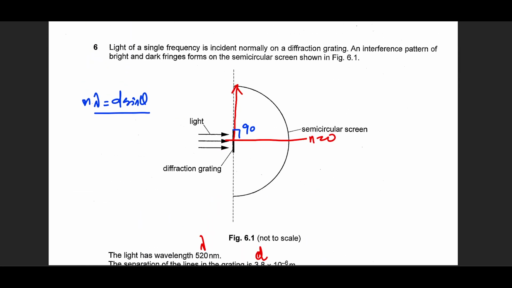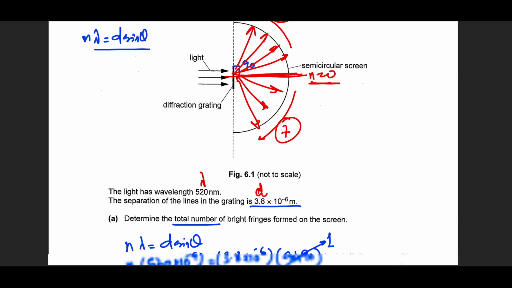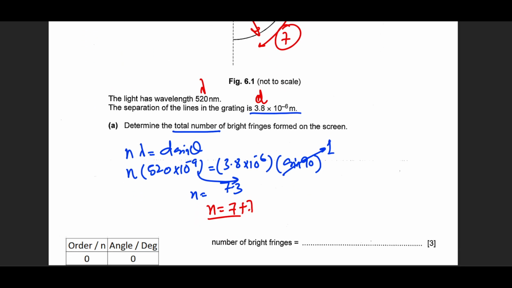Now, what do we mean by this? There will be 7 bright fringes on the left side, 7 fringes like this one on this side, and 7 fringes at exactly the same angles as compared to the center on the other side. So how many fringes are there? 7 plus 1 at the center, which is at n equal to 0. So this will be 7 plus 7 plus 1, which becomes 15. So the number of fringes will be 15.